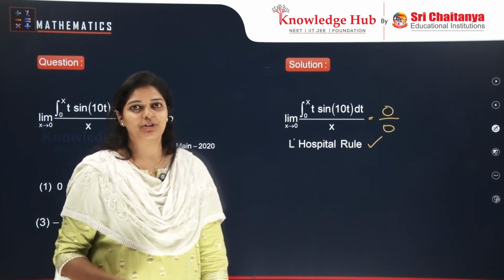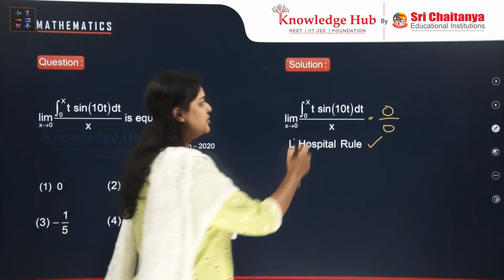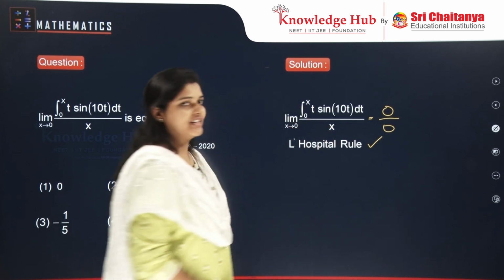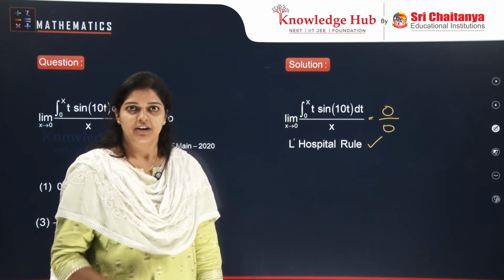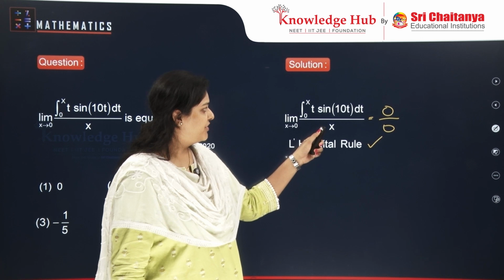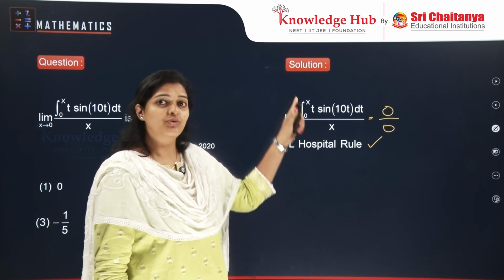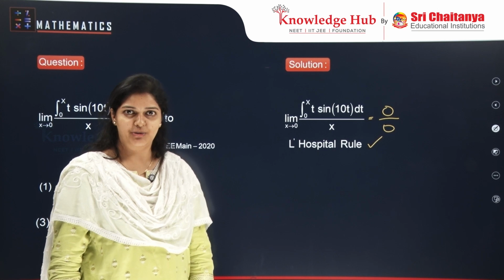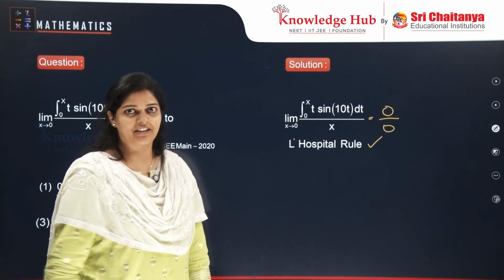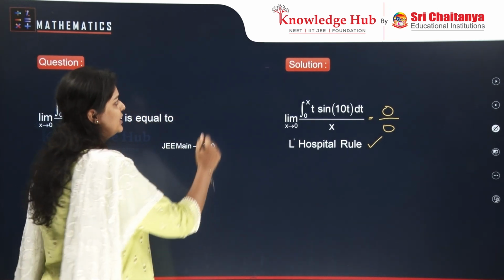So what does L'Hopital's rule say? We can differentiate the numerator and differentiate the denominator separately. Now what is the point here? If you differentiate the denominator, the derivative of x is 1, no problem. So how are we going to differentiate the numerator, where an integral is given? This is where the Newton-Leibniz rule will work.